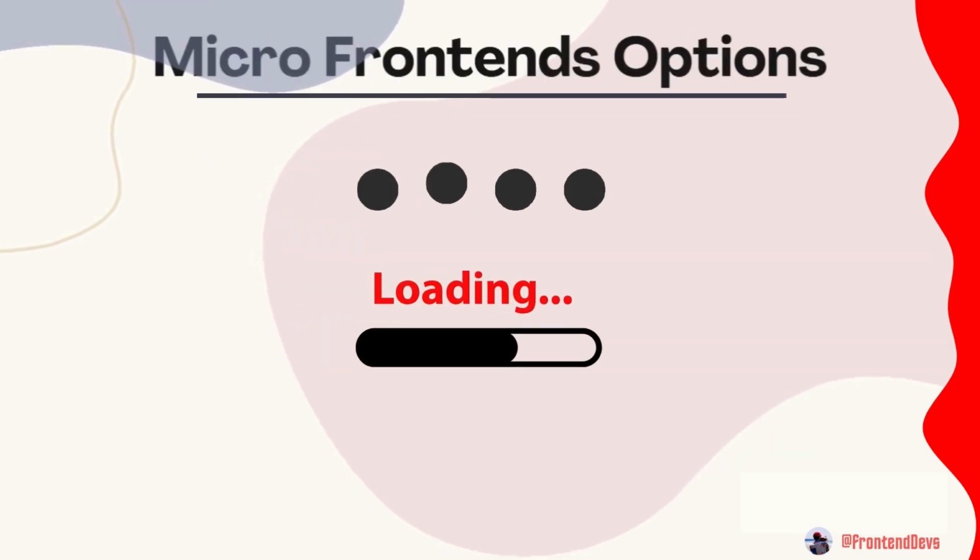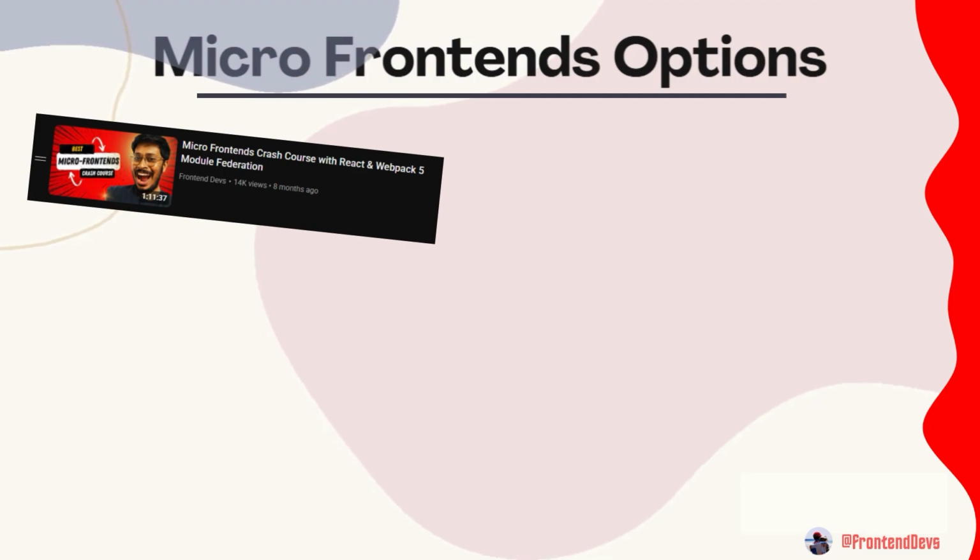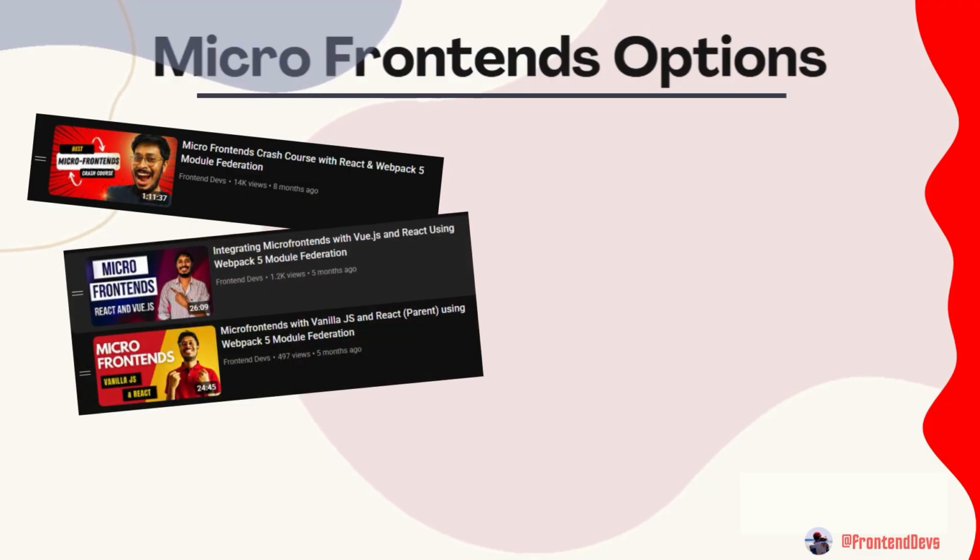When we talk about micro frontends, we have different options to implement them. The first option is we can go with Webpack module federation. If you need more understanding around that topic, I already created a complete playlist on micro frontends with Webpack 5 module federation, starting from the very basics, that is, what is a micro frontend and why we need it, then implementing the micro frontend starting from zero, managing different applications including React, Vue, and vanilla JavaScript.